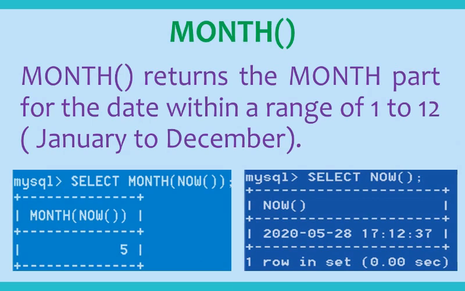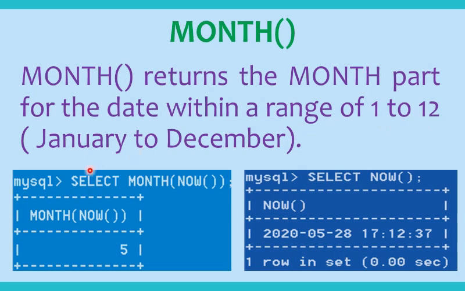Next function is the month function. The month function returns the month part for a date, within a range of 1 to 12. It returns the month part in the range of 1 to 12. For Jan, 1, for Feb, 2, like this.